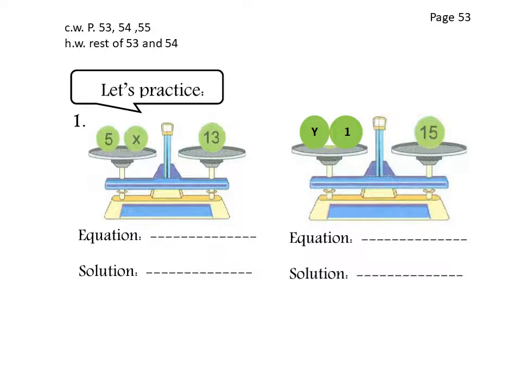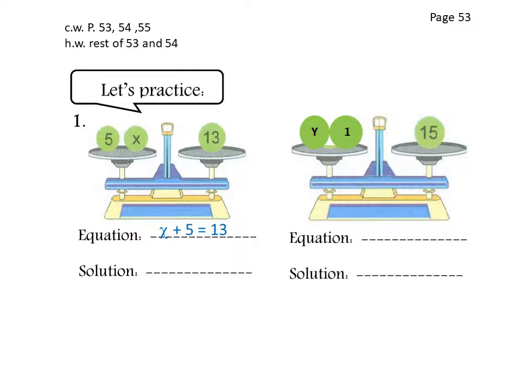Okay, let's see here. This is a balance. I have on this side 5 and x, and on the other side I have what? 13. If I want to put it as an equation, how can I put it? 5 plus x, or x plus 5 equal what? Equal 13. Okay, I want to get the x by itself in one term.